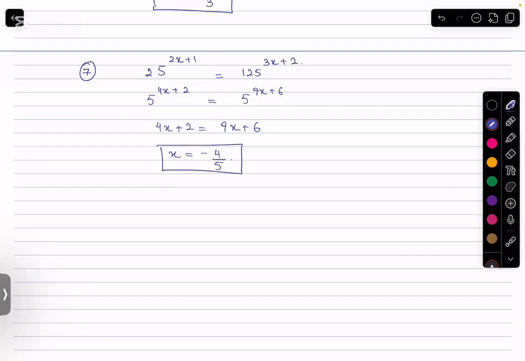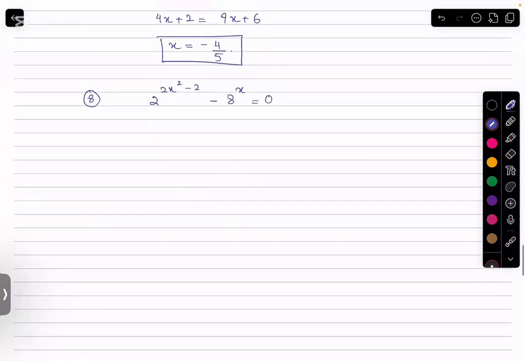What about you? Yes, ma'am, I'm getting the same. Okay, you solve this question for me: 2 to the power 2x squared minus 2, minus 8 to the power x, is equal to 0. Tell me, what should I do here?